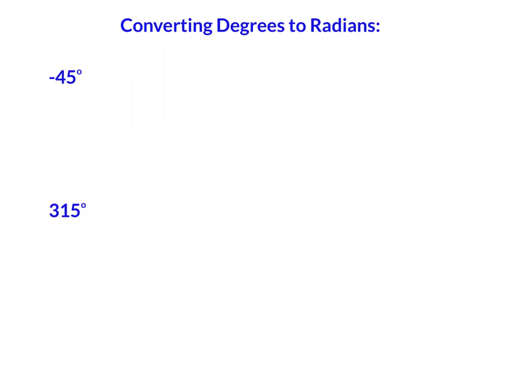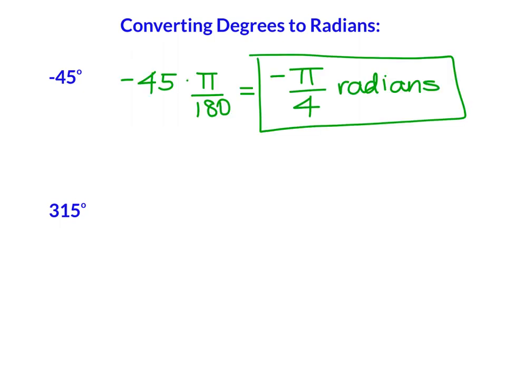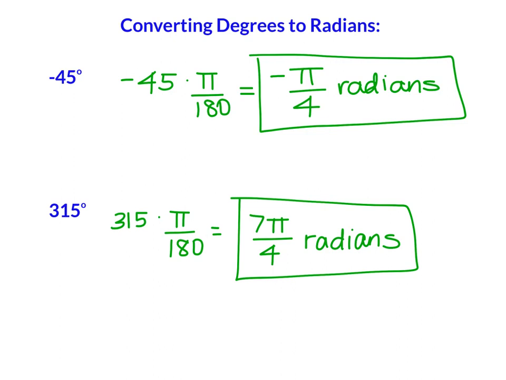So let's take a negative angle of negative 45 degrees. And I'm going to do the same thing, multiply by pi over 180, and I get negative pi over 4 radians. That negative's important. Now let's do 1 more, and that's 315 degrees. And not shockingly, I'm going to multiply 315 by pi over 180, and I get 7 pi over 4 radians.